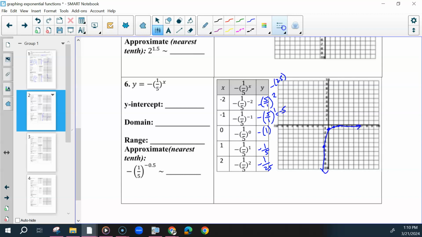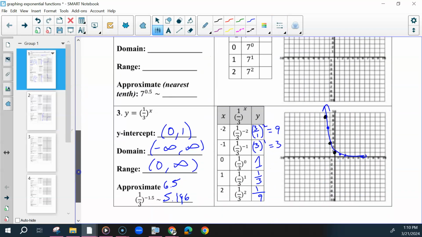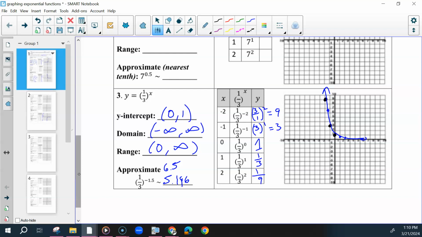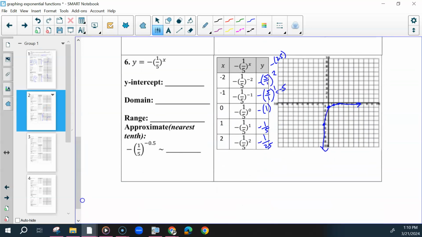So we'll be talking about transformations later, but you can see that that negative, so if we go back to this, we had something that went this way, and then when we made it a negative, it flipped, but we'll talk more about those later. So y-intercept for this one would be (0, -1). So if you have a negative a value, that's going to change your y-intercept.